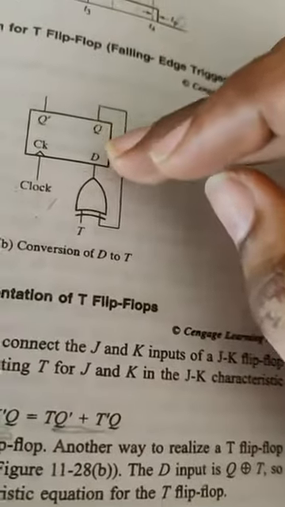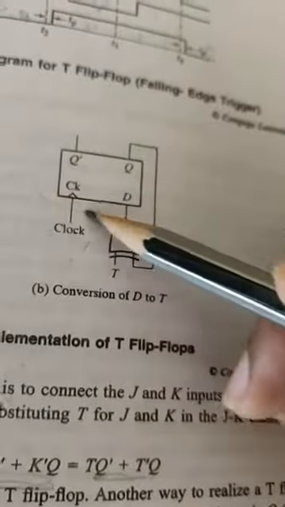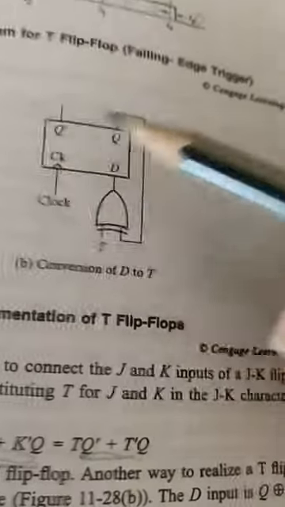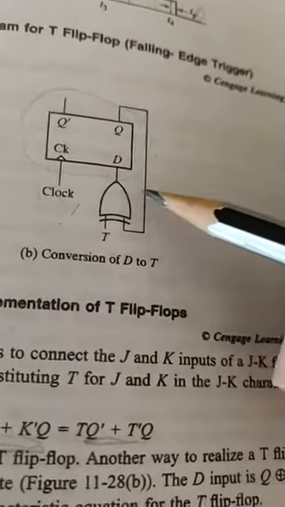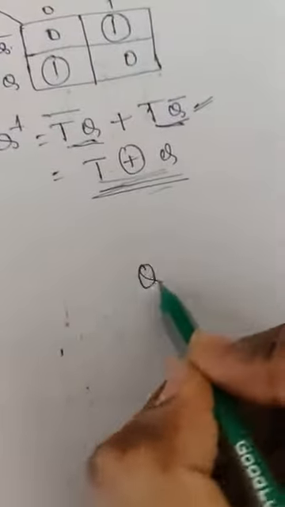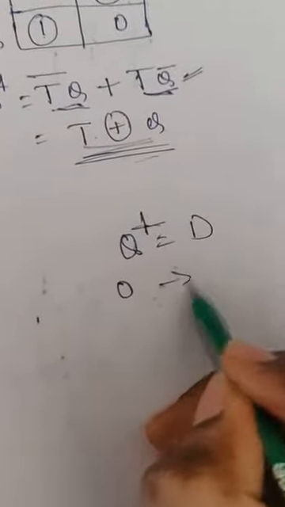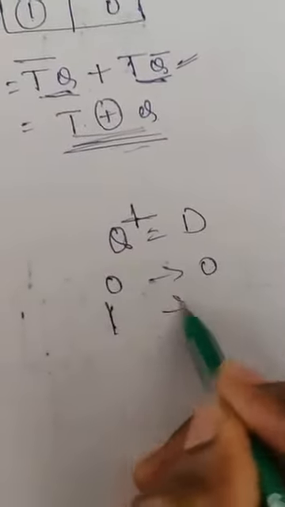Similarly, how are you supposed to convert the D flip-flop? This is a D flip-flop. So D flip-flop to T flip-flop. You remember the D flip-flop, right? The next state of D flip-flop is D. If you pass 0, the output will be 0. If you pass 1, the output will be 1 in case of D flip-flop. Hope you remember. So D flip-flop is going to work like this.